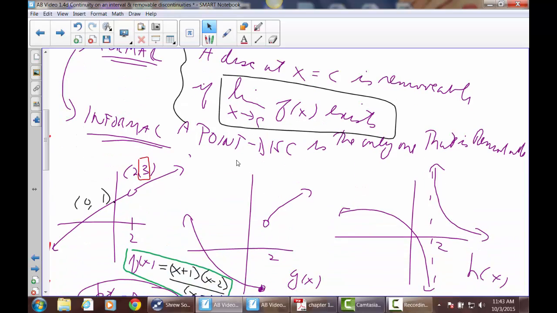The informal definition is the only kind of removable discontinuity is a point discontinuity, because that's the only one where you can stick in one number and boom, the whole thing's continuous. You can stick in one point.